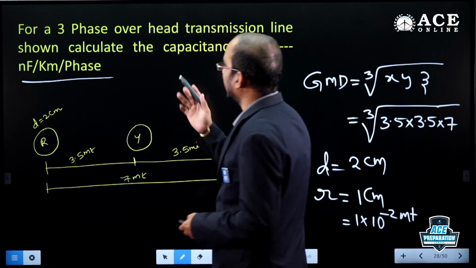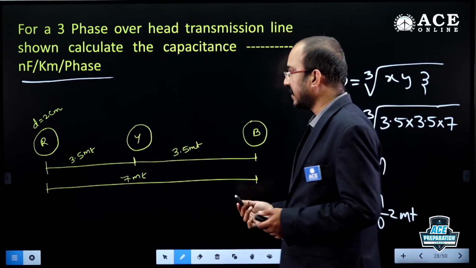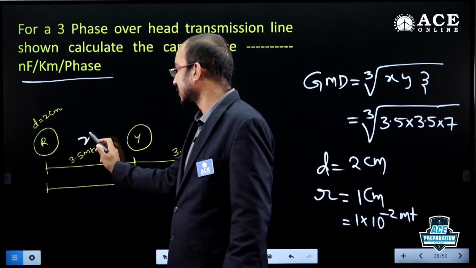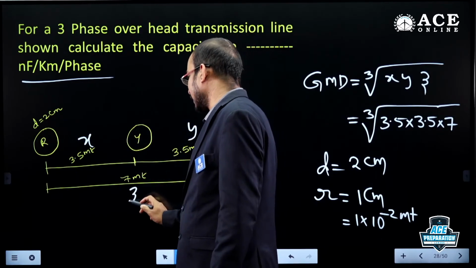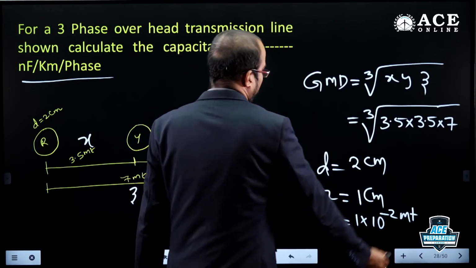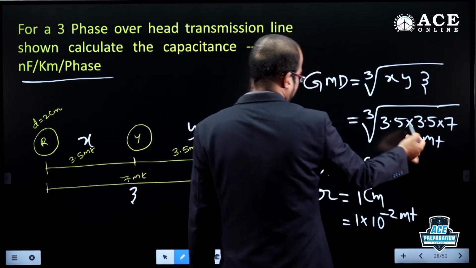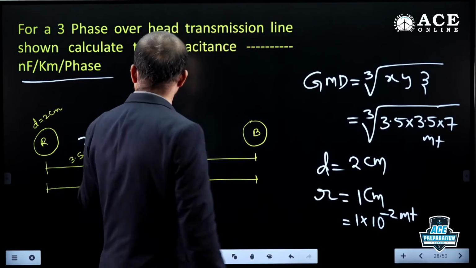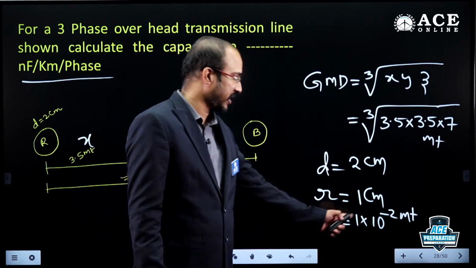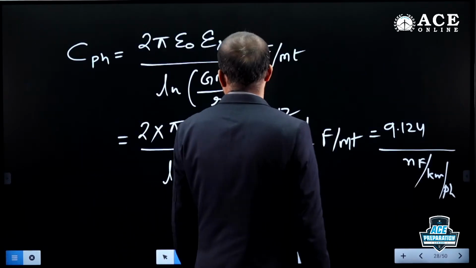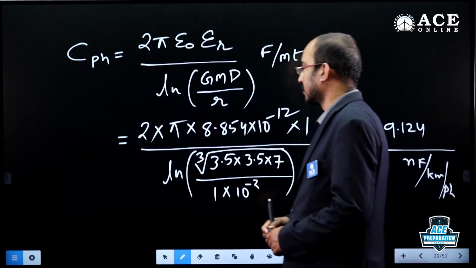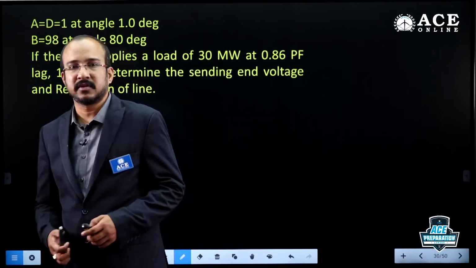So in this question, he has given a three-phase overhead transmission line. Here the horizontal spacing is given. So let these be distances x, y and z. First calculate GMD, the cube root of x, y, z. This will be in meters, so convert either meters into centimeters or centimeters into meters. Diameter given as 2 centimeters, radius will be 1 centimeter, 1 into 10 power minus 2 meters. So substitute these values in this relation and you will get the capacitance per phase. Now let us observe the next question.